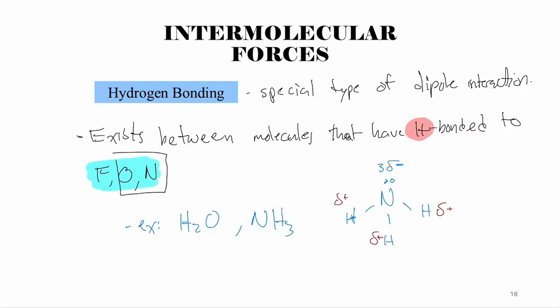And so if there is another ammonia molecule floating around, and it looks something like this, with partial positive on each of the hydrogens here.